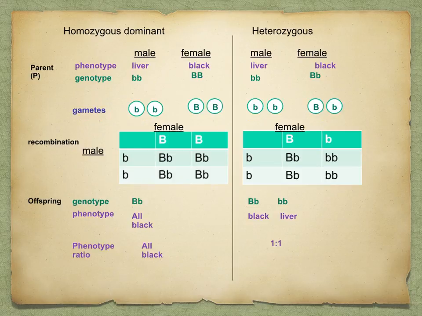So if the parent was homozygous dominant, what will you notice about the F1 generation? All of them will be black. If your parent was heterozygous, the ratio would be 1:1. Half of them would be black, half of them would be liver colored.